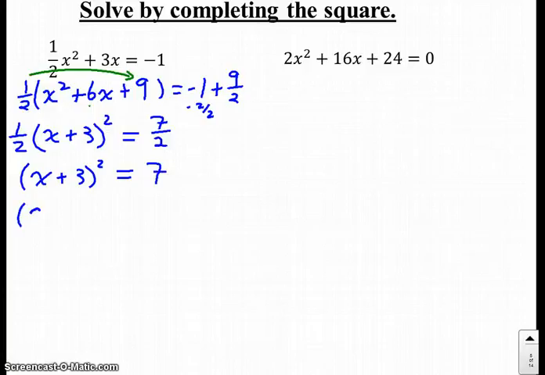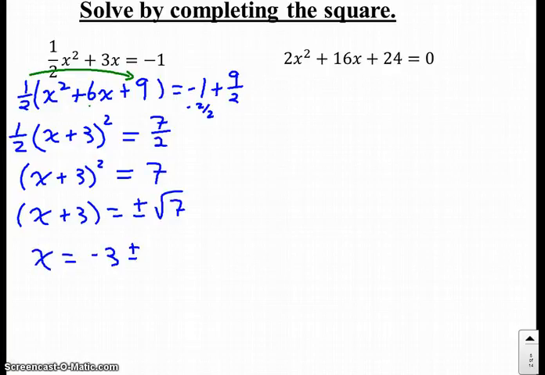Now I can take the square root of both sides. Don't forget the plus and minus. And I'm going to subtract 3 from both sides. There's a solution to this quadratic equation. Last one then.